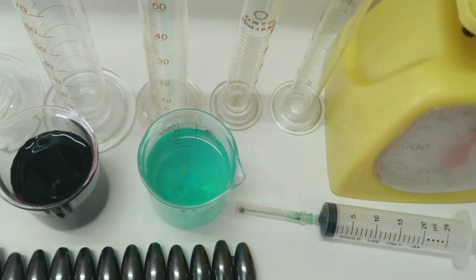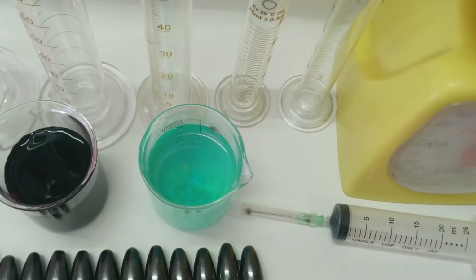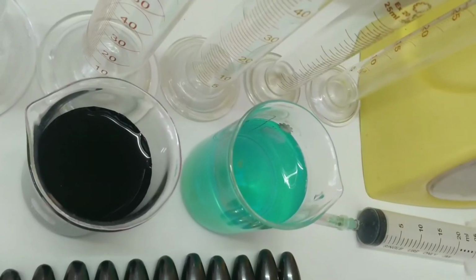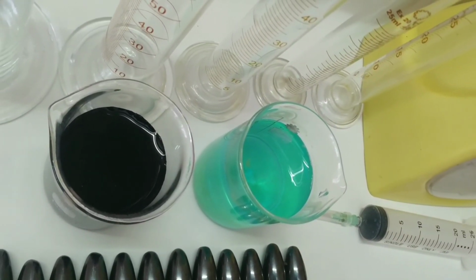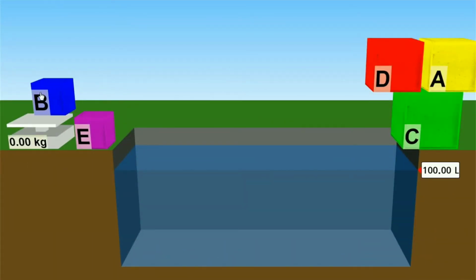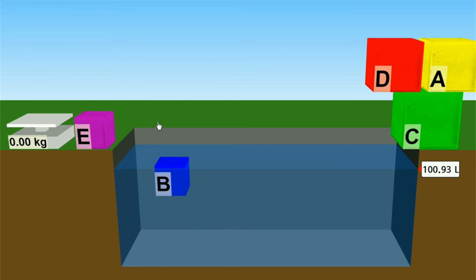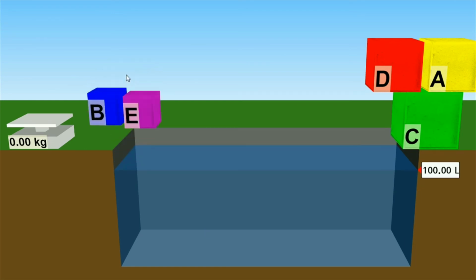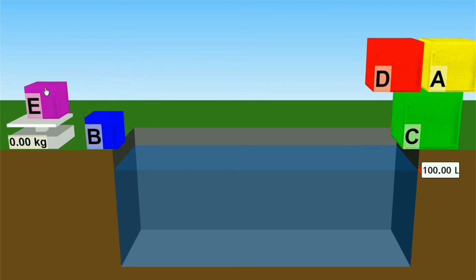At last, there is a quiz for you. You have to observe all of the measurements carefully. Then you have to determine the density of these blocks. There are 5 blocks here, A, B, C, D and E. You have to determine the density of these blocks, and write down the answer in the comments section.